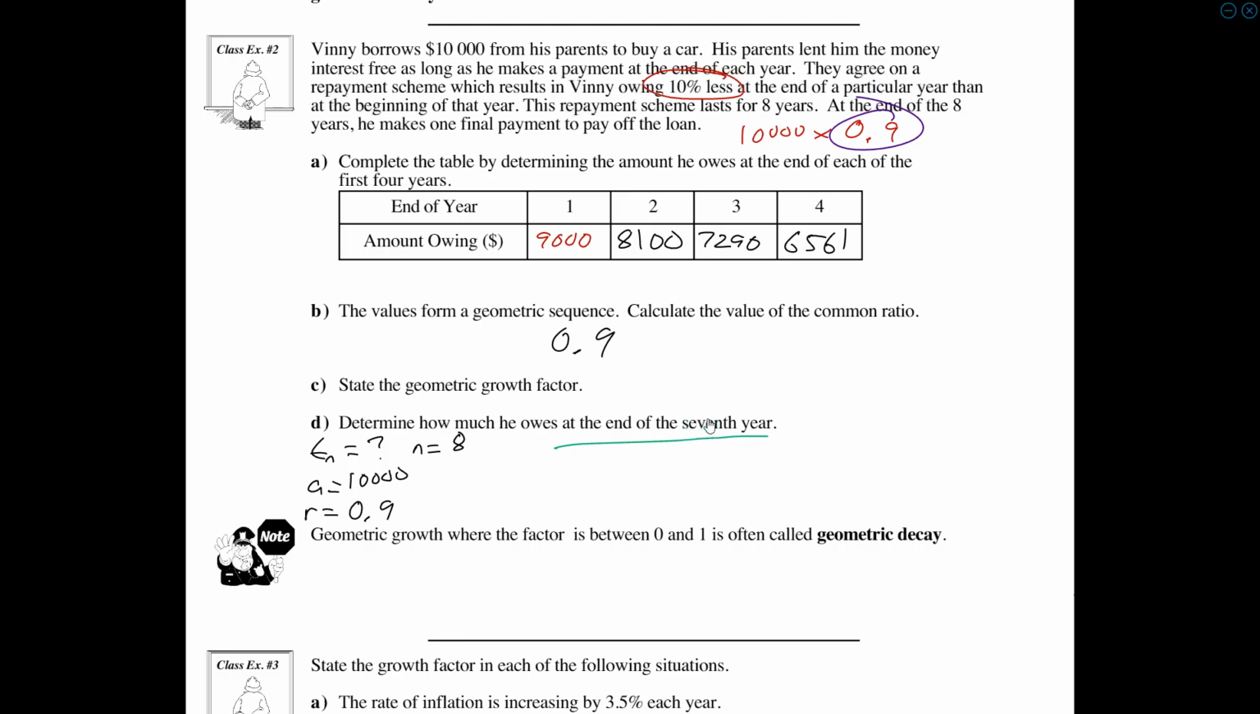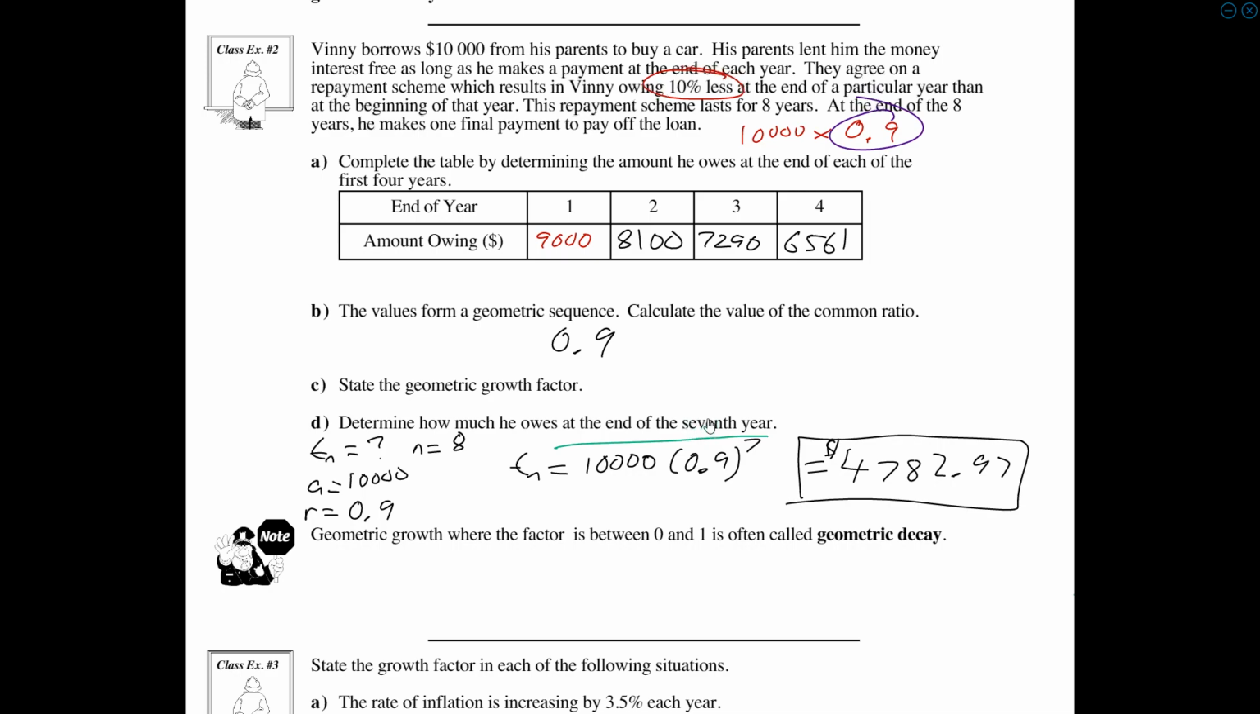Probably both those things are true. So let's just continue on. When we set this up, t to the n is equal to $10,000 times 0.9 to the power of 8 minus 1, to the power of 7. So he owes $4,782.97. With money, you always round to the nearest hundredth, the nearest cent. So in this case, this is the lump sum payment that he makes at the end of the 7th year.